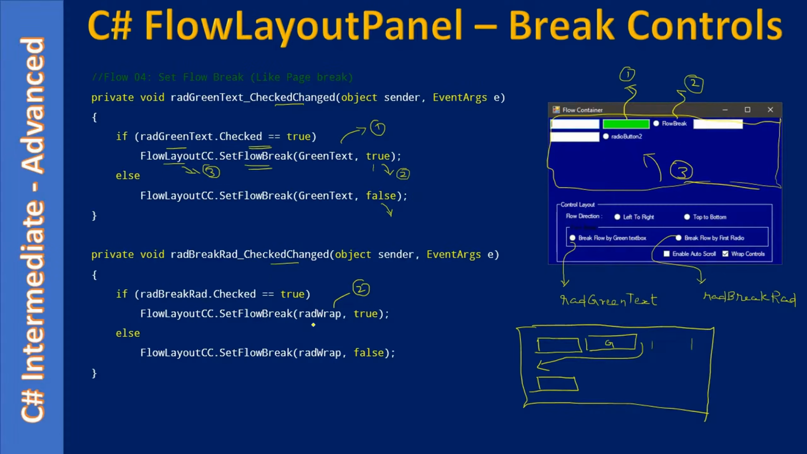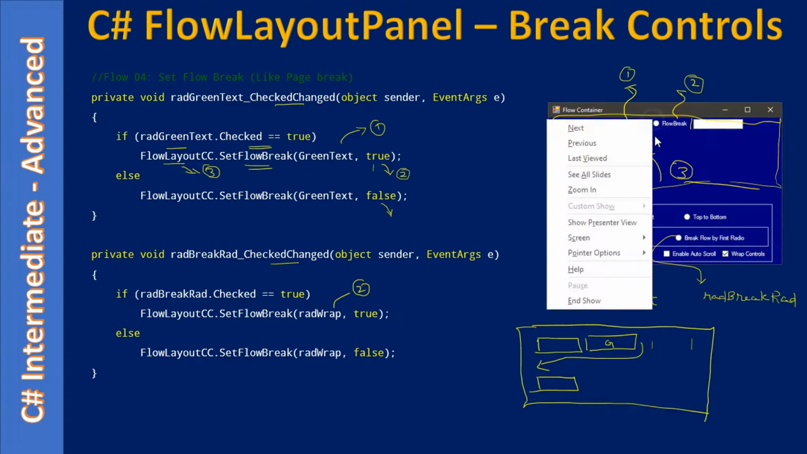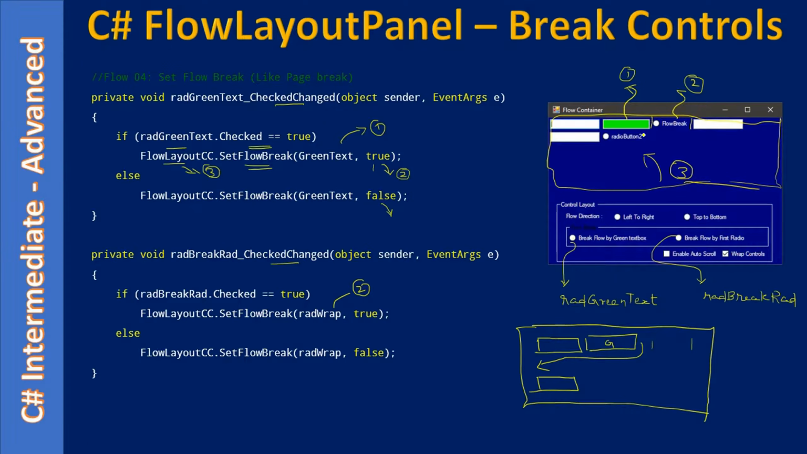The same goes for radRap2. radRap2 is referred by this control, and once you make a call to break flow by the first radio, the flow break will appear here. That means when you place a check mark here, these two controls will go to the next line. But when you place a check mark here, the flow break occurs after this first radio button. Once you place a check mark here, the flow break will occur after that green text box. So that's how it works. Once we go to the demo, you will clearly understand.